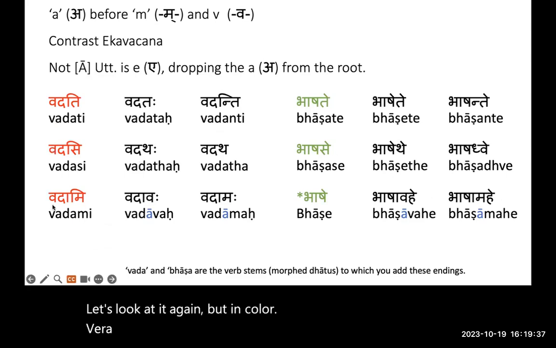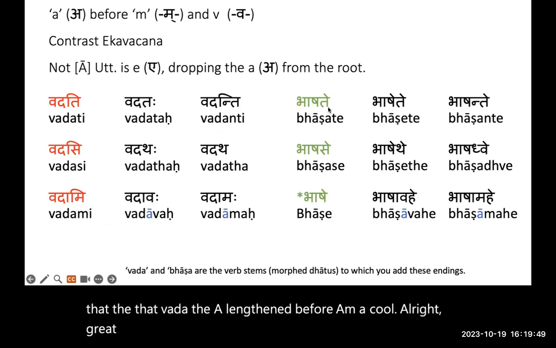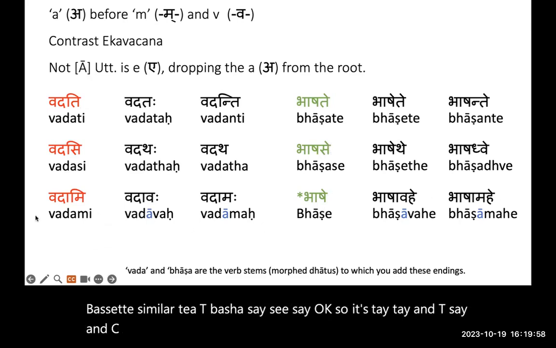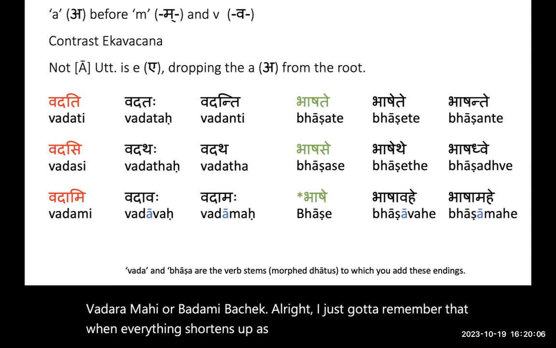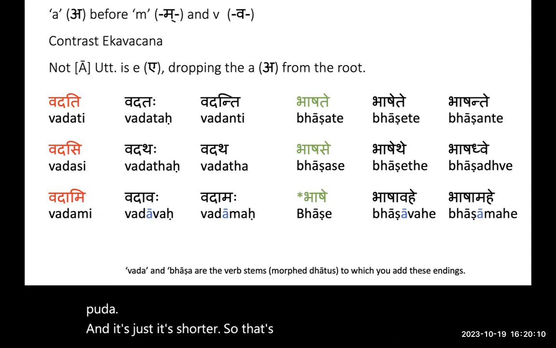Vadati, vadasi, vadami. That's a clear pattern. Oh, look. Do you see that the a in vada is lengthened before a ma? Cool. All right. Great. Bhashate, similar: te, se, e. Bhashase, bhashe. Vadamahi, or vadami, bhashe. All right, I just have to remember that when everything shortens up as an ending, that's Atmanepada. And it's shorter. So that's how I know it's Atmanepada.